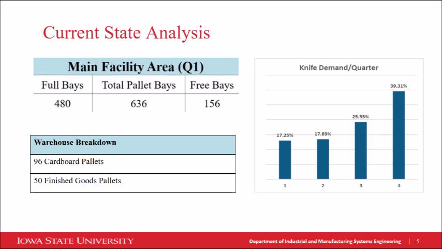Looking at those two numbers, it seems like at the time we could immediately move everything from the warehouse into the facility. However, looking at that graph on the right, we can see that the demand is much higher in Qs 3 and 4 than in 1 and 2. And this data on the left was taken in Q1. So although we would be able to move all inventory right now, that does not account for the much higher inventory levels in the latter half of the year.